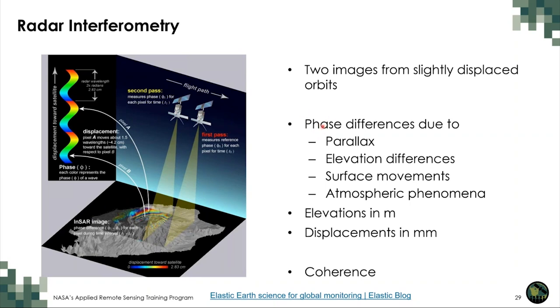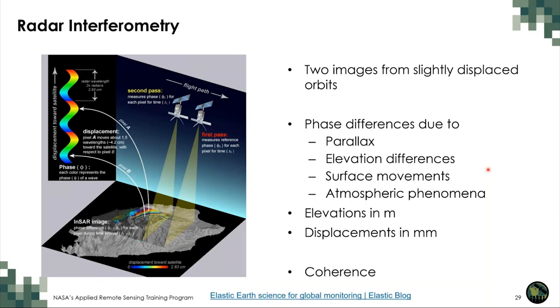In that case, we have phase differences between these two images that are caused by different factors. The first one is parallax, because the images are not taken from the same position. The second one is elevation differences. We can observe surface movements. We are also observing atmospheric phenomena. If we eliminate these atmospheric phenomena, and we know the parallax because we know the position of the two satellites, or where the images have been taken, we can observe, for example, the elevation on the ground if the surface movements are not present, or surface movements if we do know the elevations. So radar interferometry can give us elevations in meter accuracy and displacements in millimeter accuracy.